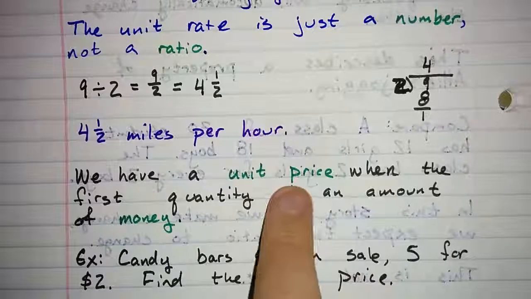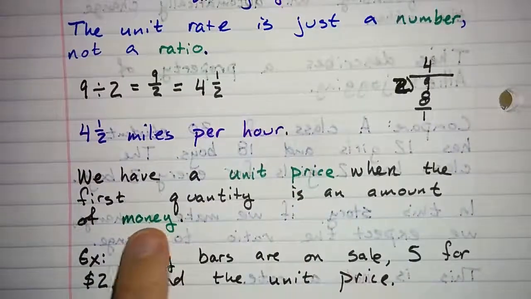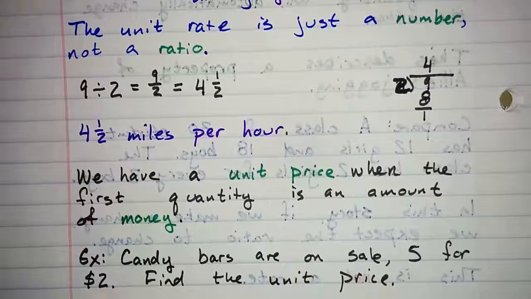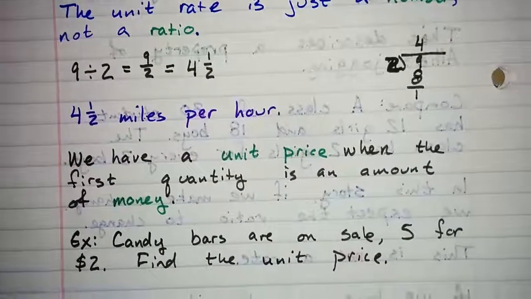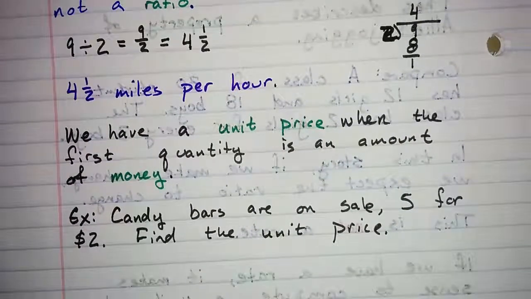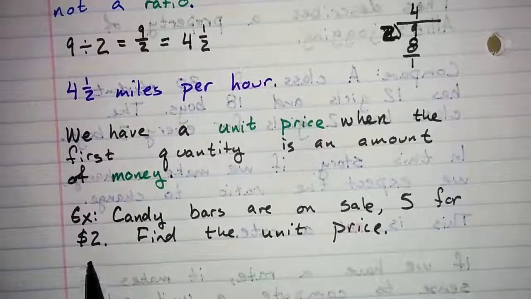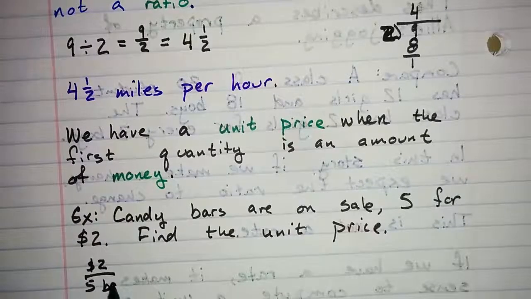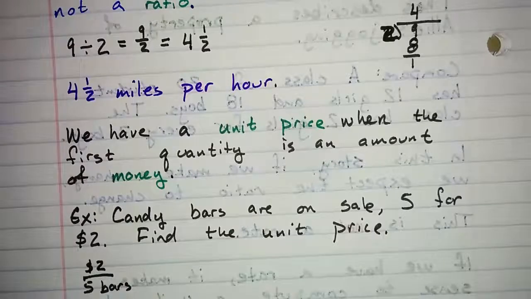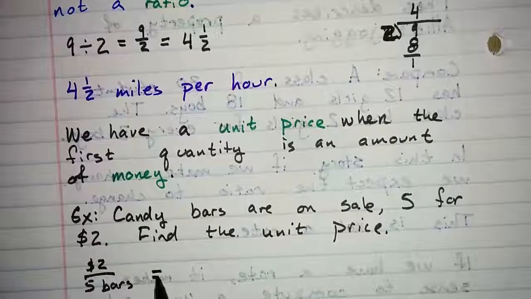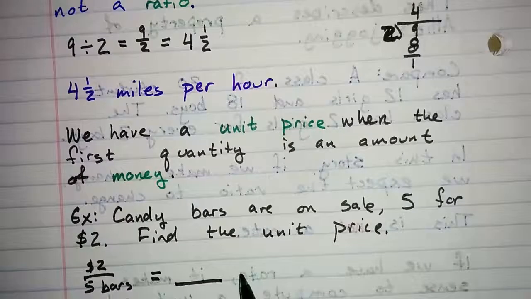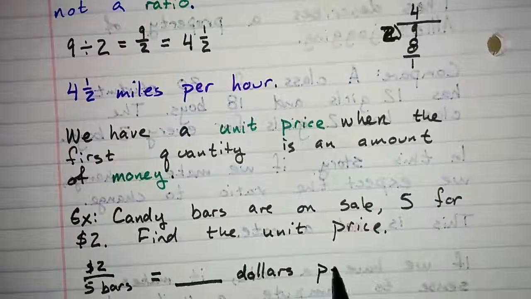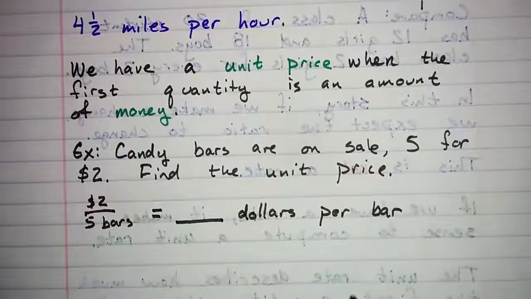In a unit price, the first quantity is always the amount of money. The $2 is the amount of money. So the ratio that we're interested in here is $2 over 5 bars. And when we do this division, we'll get some number of dollars per bar. Let's do this division.